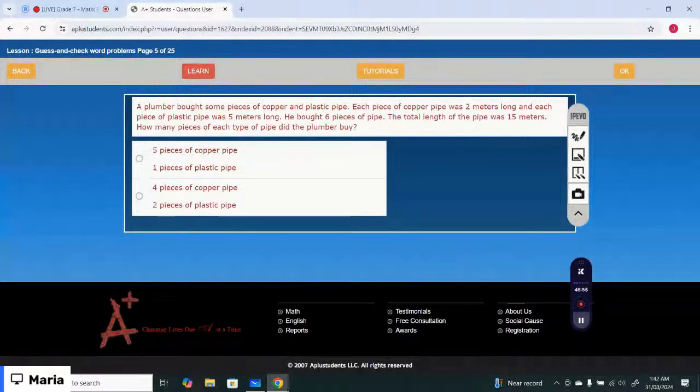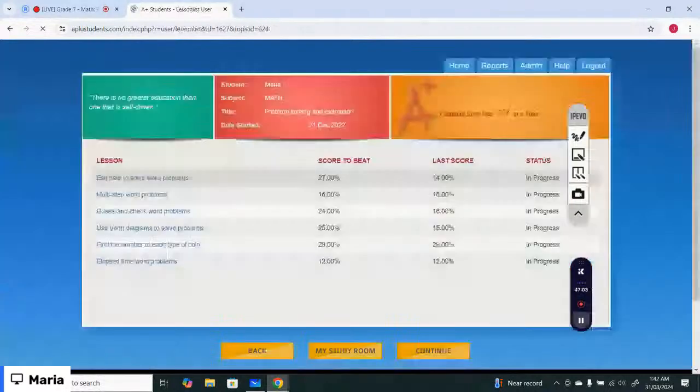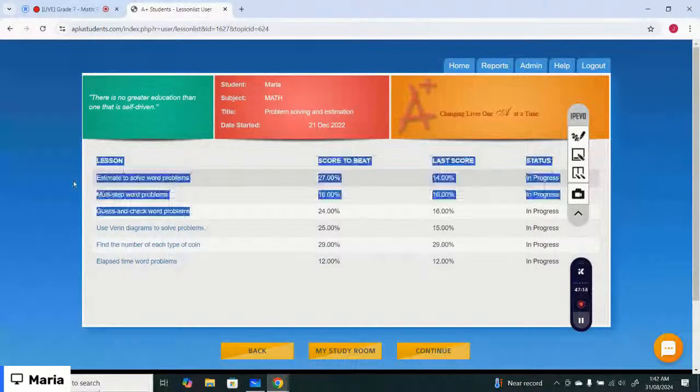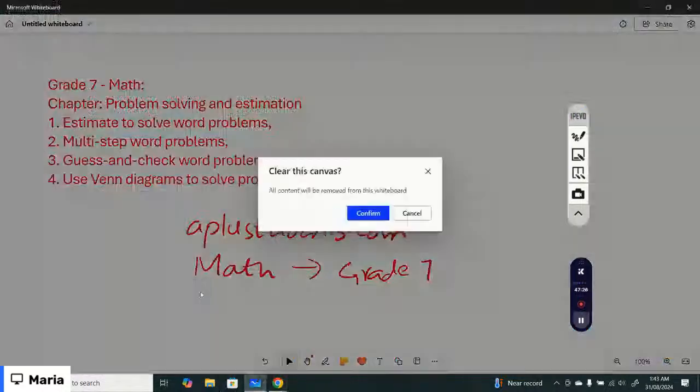Okay, you can complete the lesson by yourself later today. So we were working on grade 7 math. The chapter we were working on is problem solving and estimation. The lessons we have covered today are estimate to solve word problems, multi-step word problems, and guess and check word problems, right? So please make sure before the next session you complete all the practice questions for the lessons we just did. That is your homework until next session, right?